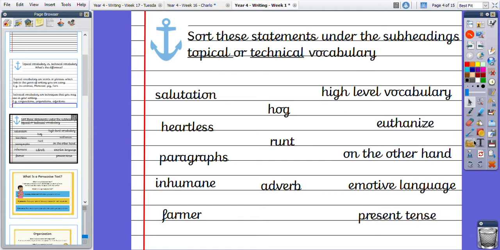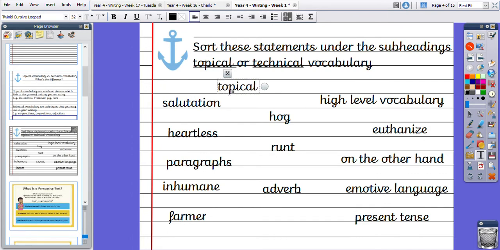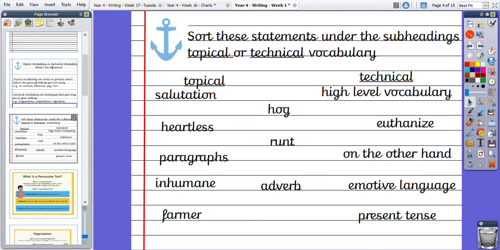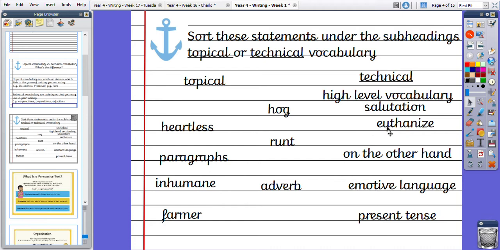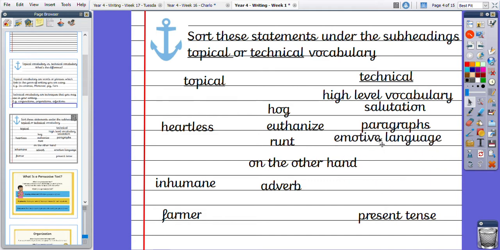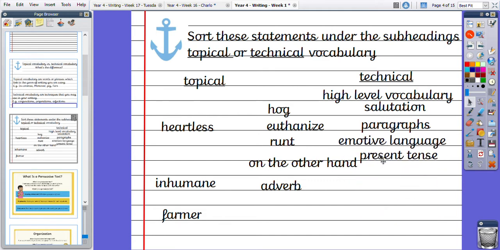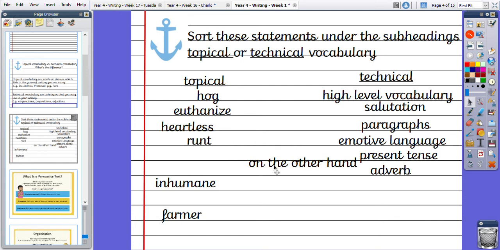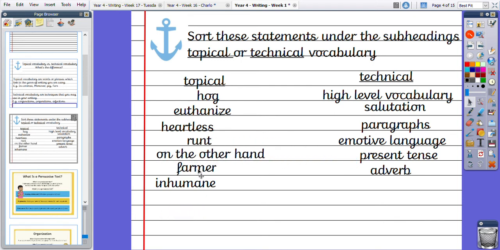Okay then, so let's have a sort of them together. So we have topical and we have technical. So technical vocab is high level vocabulary. We might have a salutation. We will use paragraphs, we will use emotive language, and we will use the present tense and adverbs. Okay, topical, we have hog, euthanize, heartless, runt. On the other hand, farmer and inhumane. So well done if you got all of those correct.